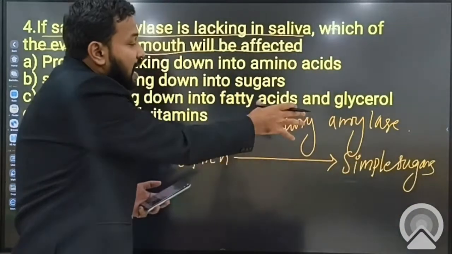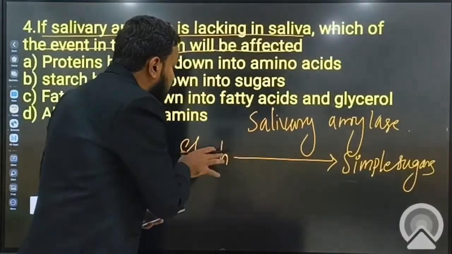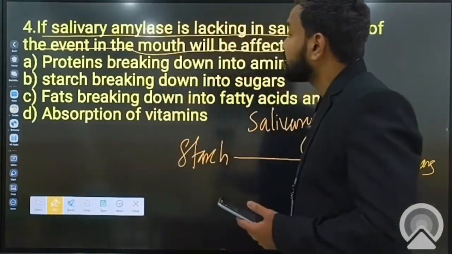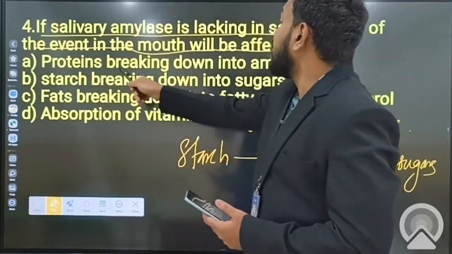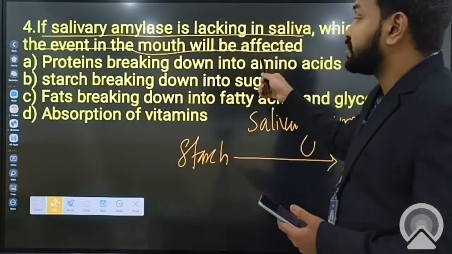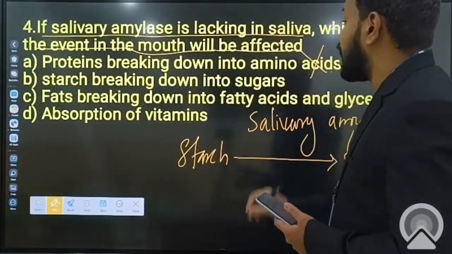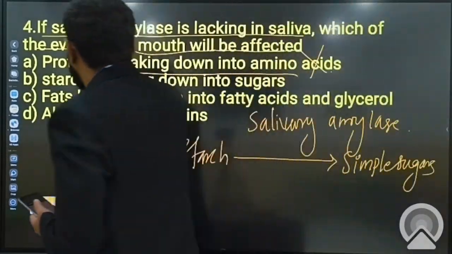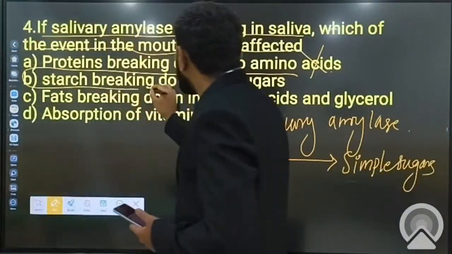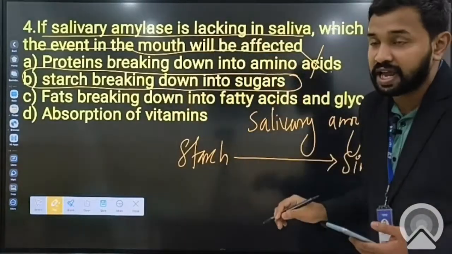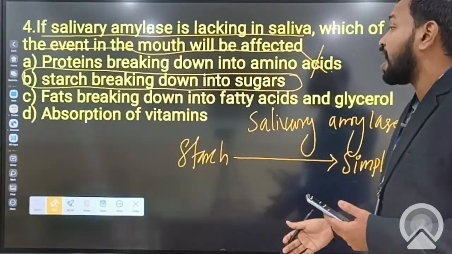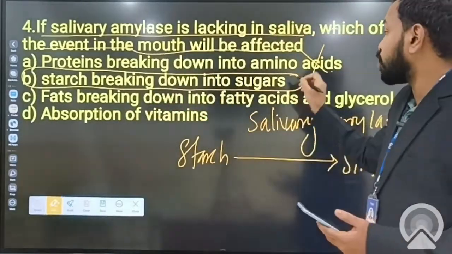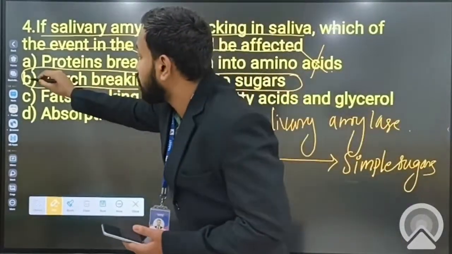Okay, the salivary amylase digests starch into simple sugars. Then the answer is protein breaking down into amino acids. It is not the function of salivary amylase. Starch breaking down into sugars is the function of salivary amylase. If salivary amylase is not present or is lacking in the saliva, then the starch is not broken down into sugar. This process is affected. The second option is correct.